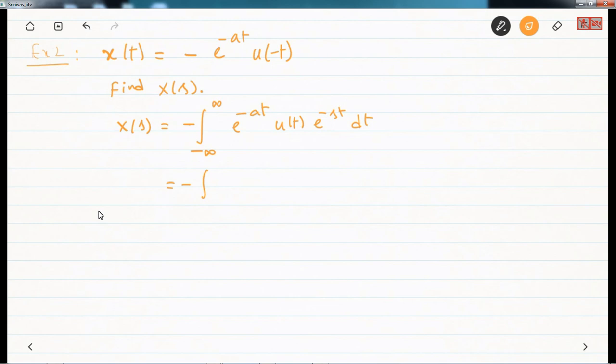Now what should be the limits of the integral? What do you think the limits of the integral are? From 0 to infinity, or minus infinity to 0, or minus infinity to plus infinity? Okay, sorry, here it should be u of minus t, because here it is minus t, right? So this u of minus t is nothing but a signal that exists in the negative direction.